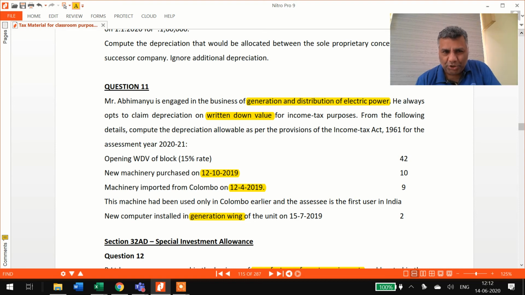All rupees should be in lakhs, my dear friend. I think all rupees are in lakhs. Take it as lakhs and work out. For computer, 40%, and it is used. Both the machines are new machines. The machine has been used only in Colombo earlier, and the assessee is the first user. That itself is proof that it is a new machine.